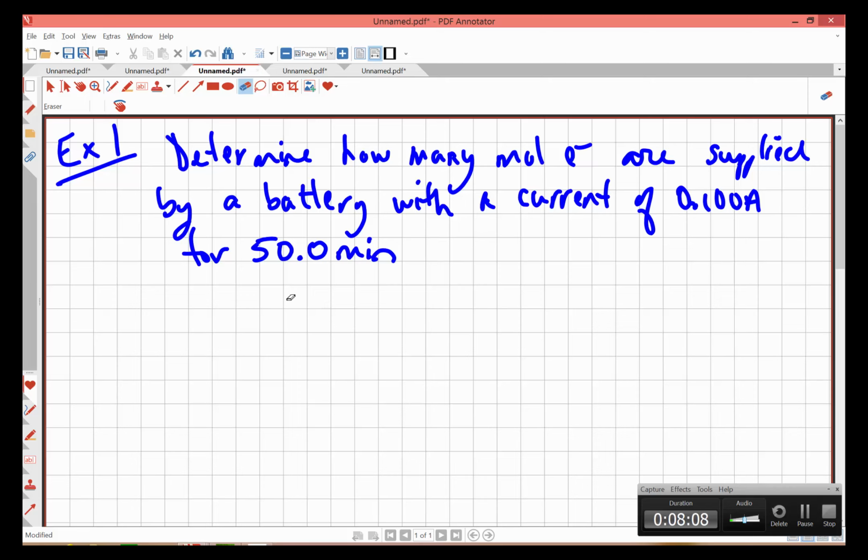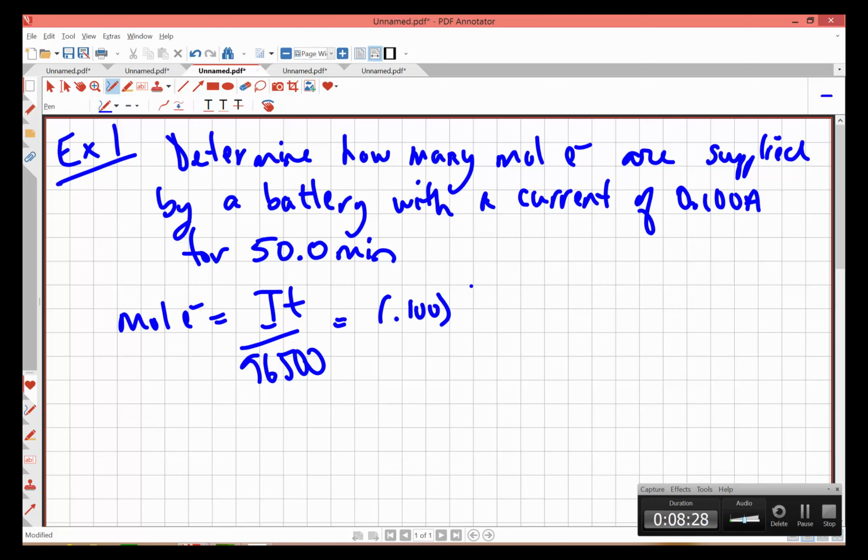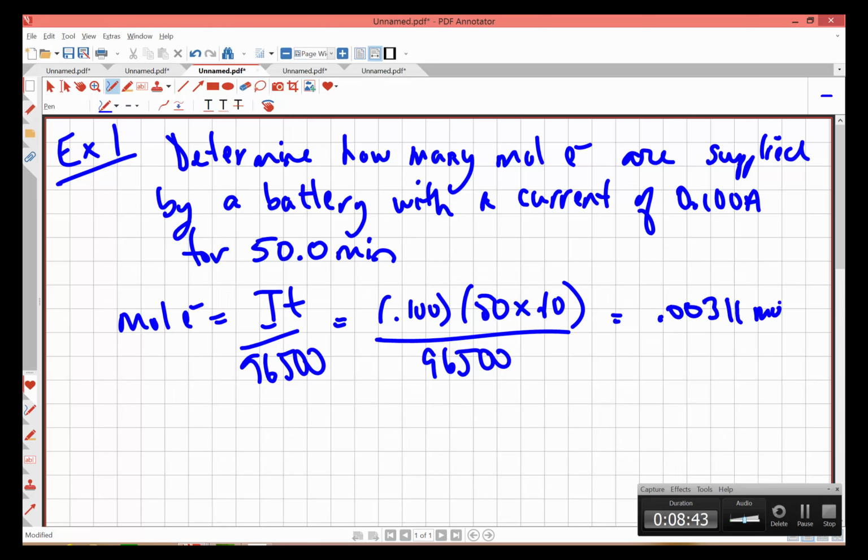Okay, so determine how many moles of electrons are supplied by a battery with a current of 0.1 amps for 50 minutes. So this is just straight using the formula, moles of electrons. The biggest thing is when you're doing IT over 96,500, that you remember that T is in seconds. So we will take 0.100 amps of current and multiply it by 50 by 60, just changing that to seconds, and then dividing by 96,500, and you will get 0.00311 moles of electrons. All right, so I'm going to upload this video and start on the last 2 examples.